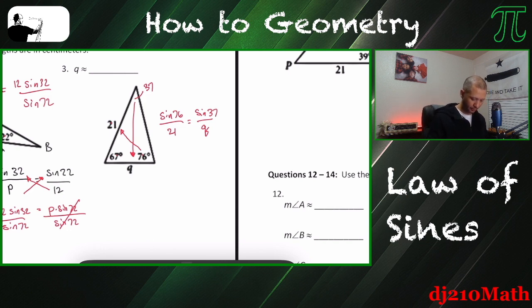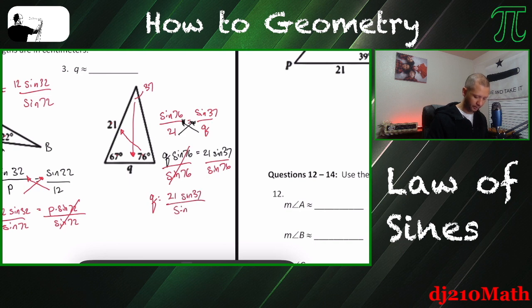Okay. Bringing up the denominators, like cross multiply basically. q sine 76 is equal to 21 sine 37. Solving for q, we have to divide both sides by sine 76 so we can isolate q. So q is equal to 21 sine 37 over sine 76. Put this in the calculator.